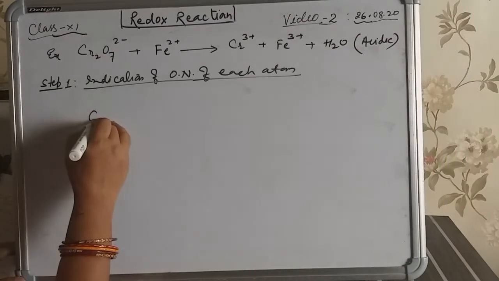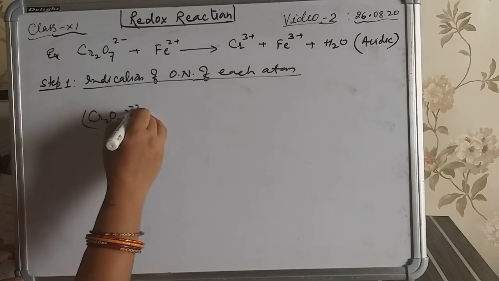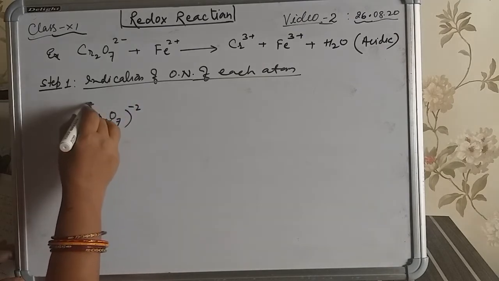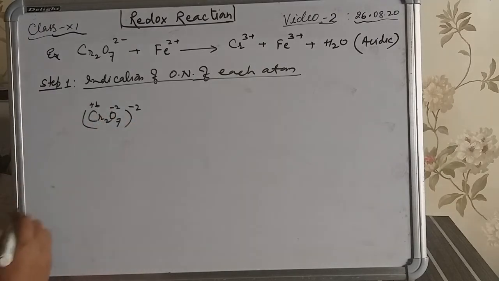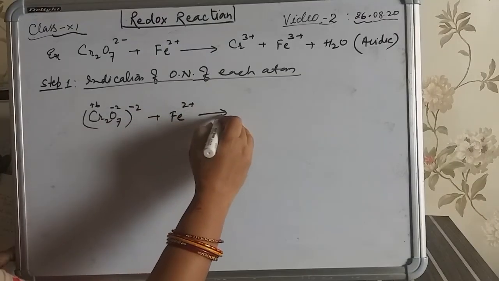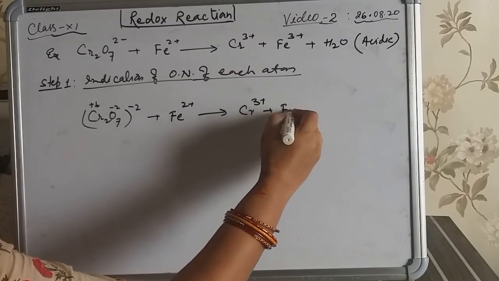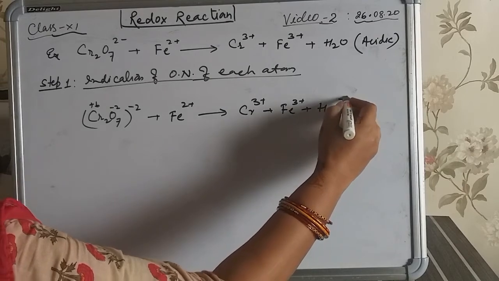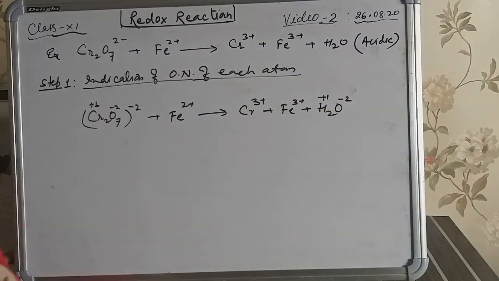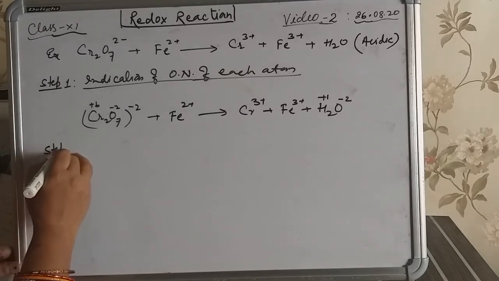In Cr2O7 2 minus, chromium is plus 6 oxidation number and oxygen is minus 2. Iron is plus 2 oxidation state, chromium is in plus 3 oxidation state, Fe is plus 3 oxidation state, and in water oxygen is minus 2 and hydrogen plus 1.